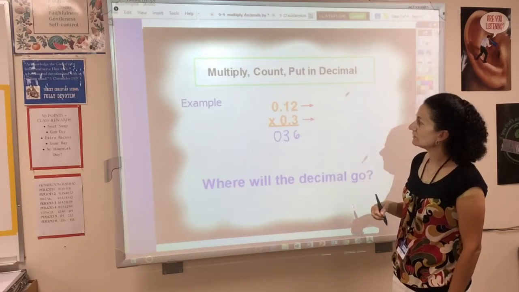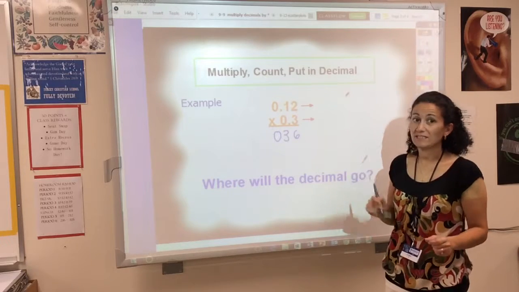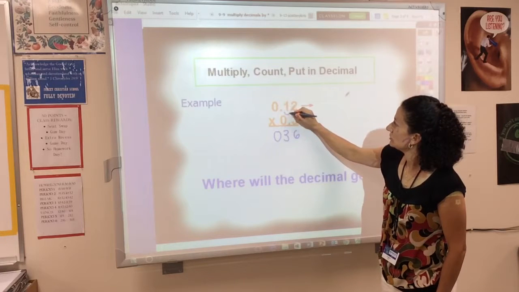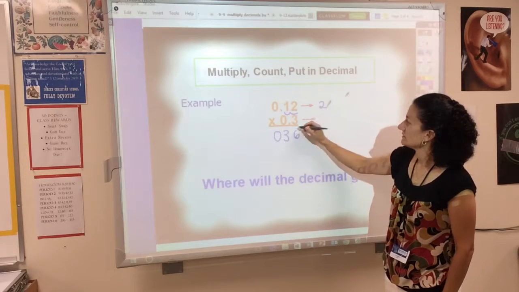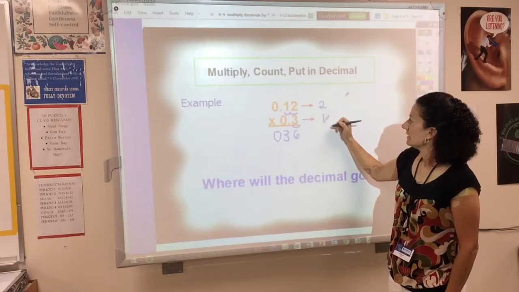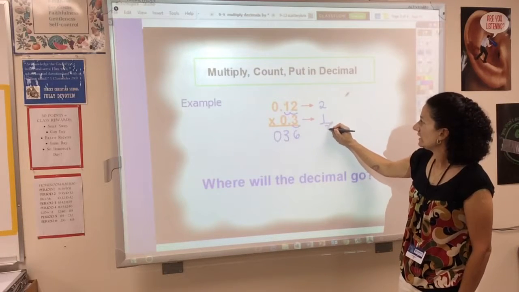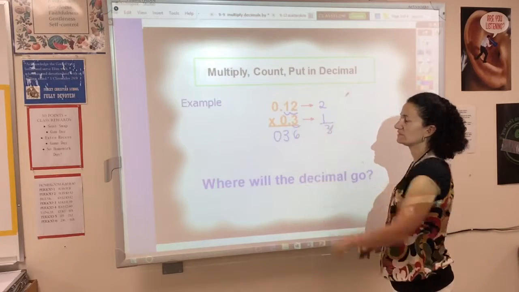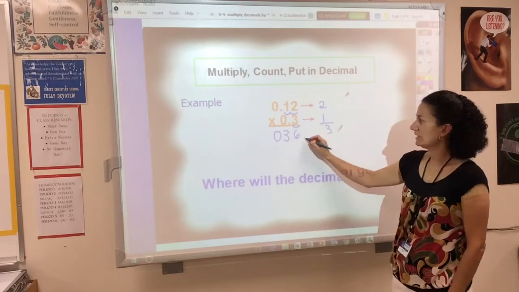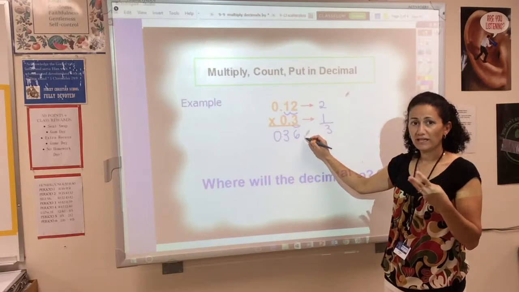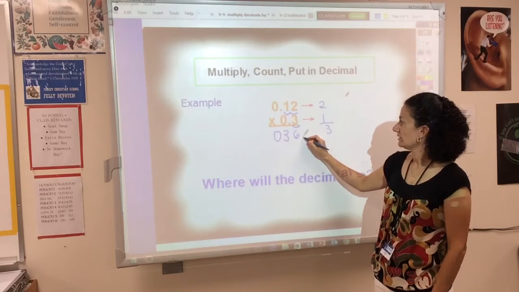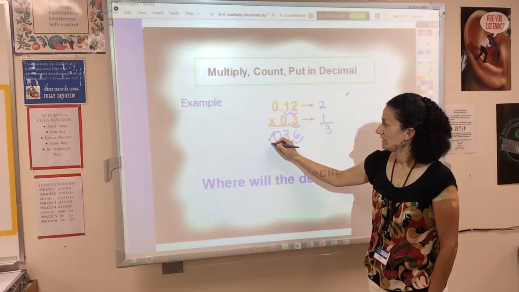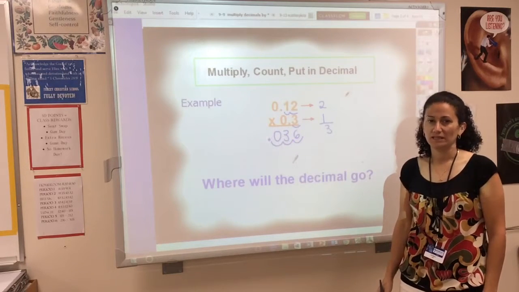Now, I'm going to count the number of digits behind the decimal point in both of these numbers. So in this number there's 2, 1, 2. In this number there's 1. And then I'm going to add those up. There's 3 total digits behind the decimal point in both of these factors. That means I'm going to start here and count 3 decimal places. And start here and count 1, 2, 3. And that's where my decimal is going to end up in my problem.